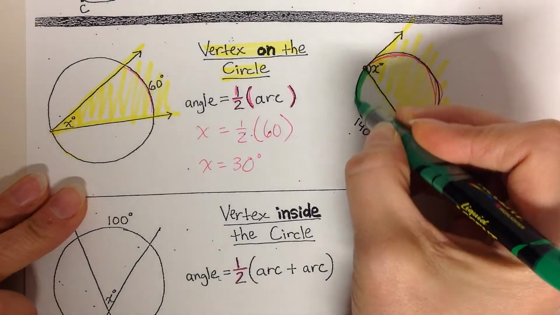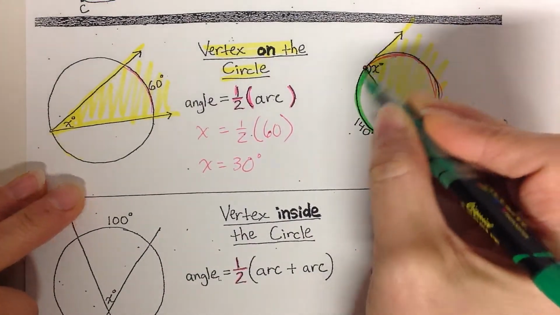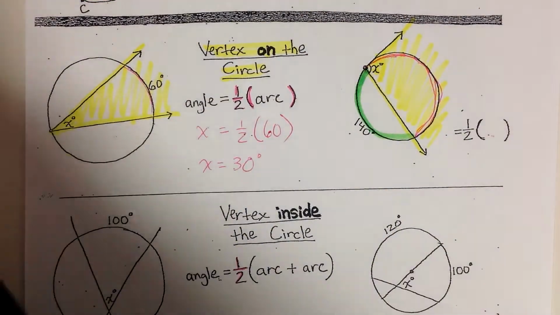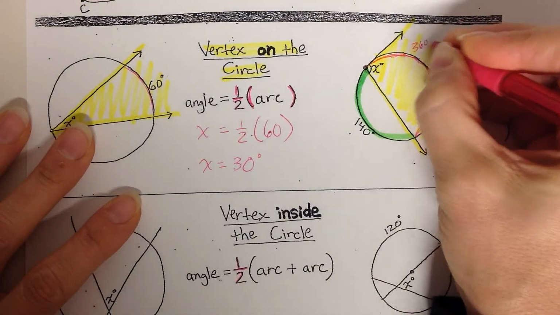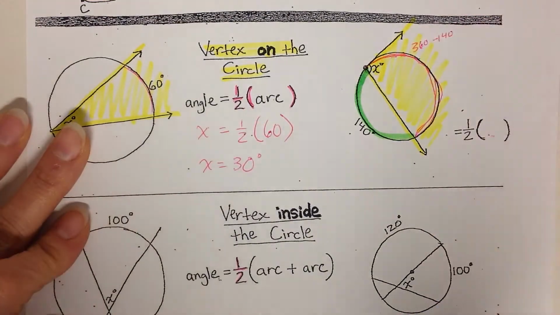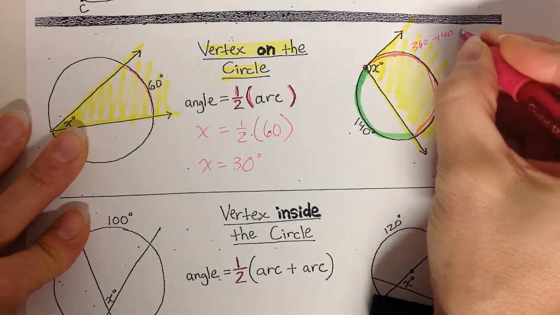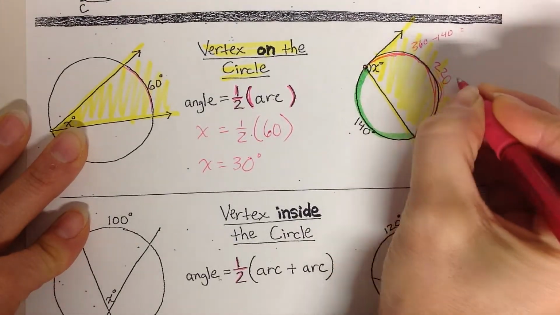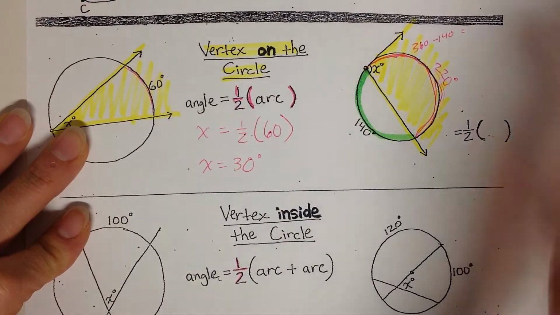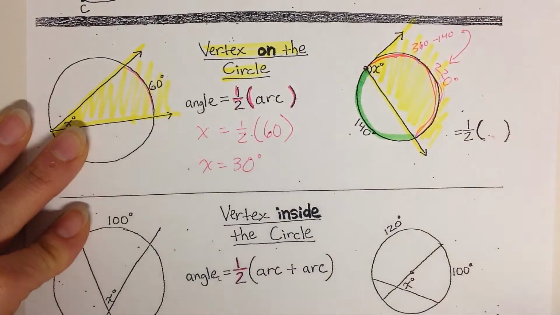Oh, wait, they gave me this arc. So the full circle is 360. So I'm going to do 360 minus 140, and I'm going to get 220. So this arc right here is 220 degrees. Alright, so that's how I did that.